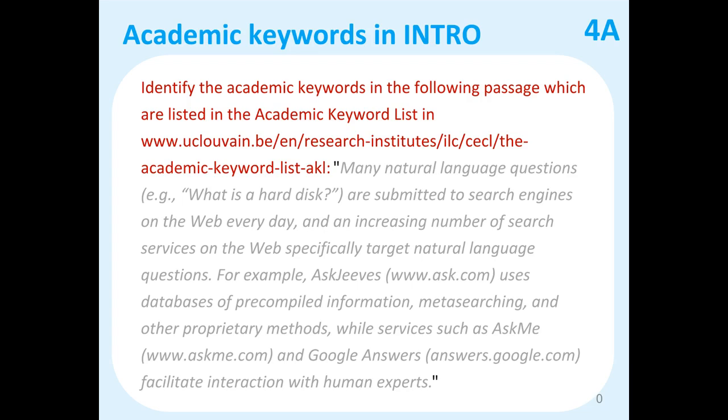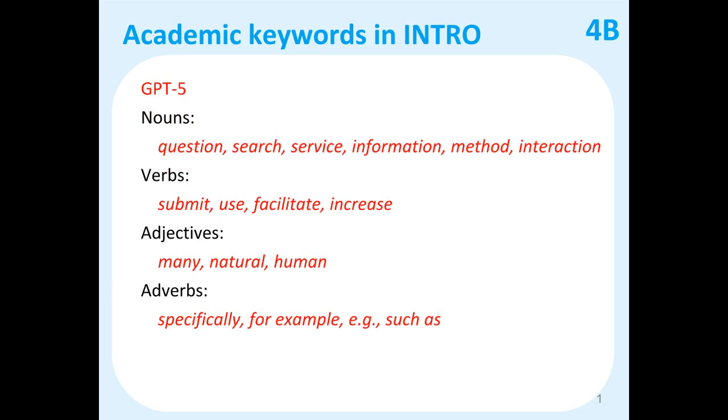Earlier, we talked about how important AKL is, but the question is, how do we actually find these words in real texts? Here's one way. I asked ChatGPT to scan this passage and pull out the AKL words. On the next slide, you can see the response. The AI neatly categorized the words.